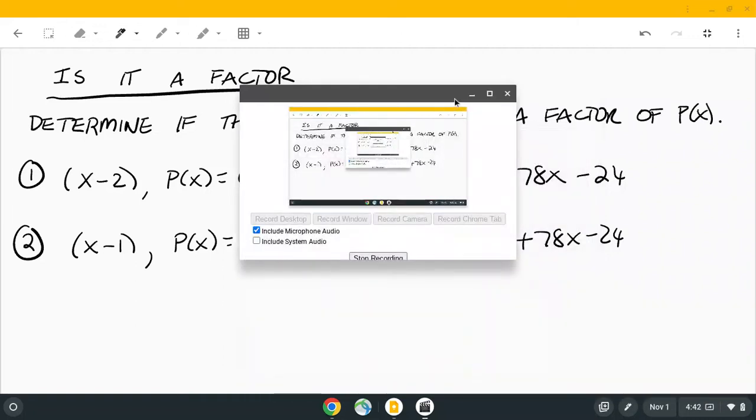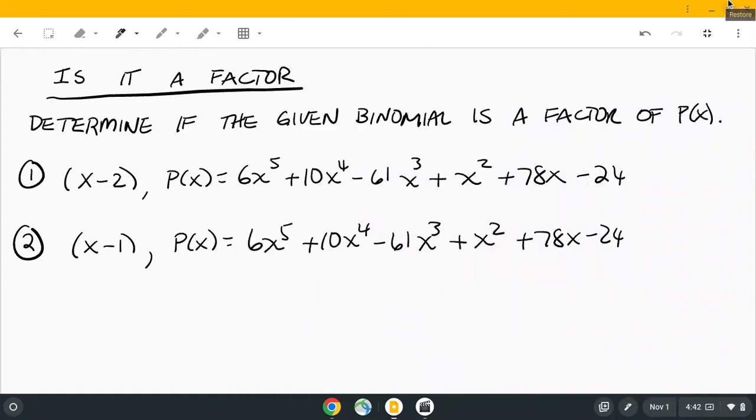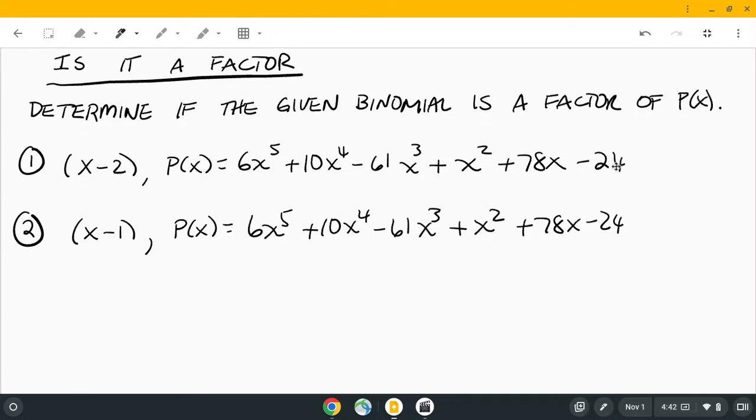All right, here is the one example. Well, it's actually two because I'll do an example of where you get a yes answer and when you get a no answer. Okay, so is it a factor? Determine if the given binomial is a factor of p of x. What you have to do is determine whether or not x minus 2 is a factor of this degree 5 polynomial.